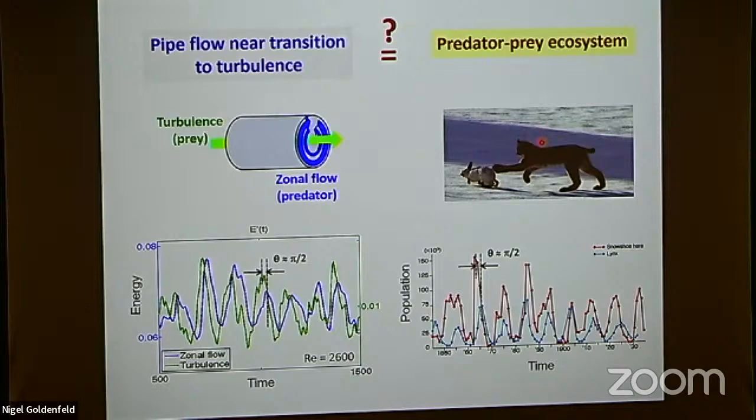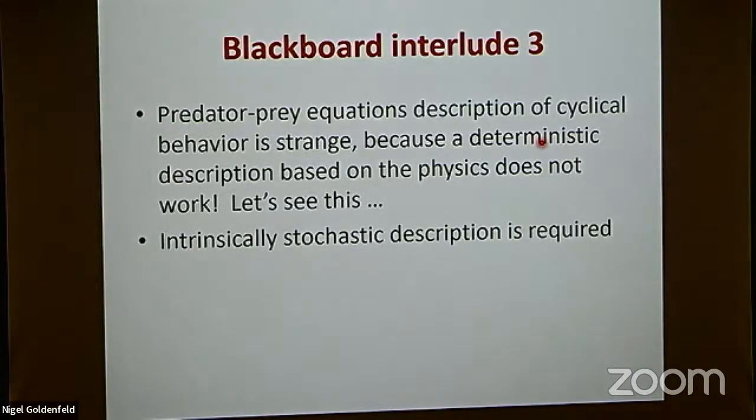Right? So what's happening is the wolf eats the sheep, the population goes down. Now the wolf hasn't got enough food to eat, so the wolf population goes down. Now there aren't too many predators around, so the sheep population goes up. And now there's lots of food, so the wolf population goes up. And you have these population cycles. That's what happens in the predator-prey ecosystem. The analog of that here is what I told you about the relationship between the turbulence and the zonal flow.